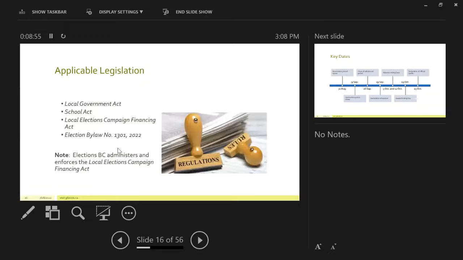And applicable legislation. Some of you are probably very familiar with the Local Government Act and the School Act and the Local Elections Campaign Financing Act. And also our newest edition is the elections bylaw that was adopted this year for this election. Just note that Elections BC administers and enforces the Local Elections Campaign Financing Act, so all of the financing questions need to go directly to Elections BC.